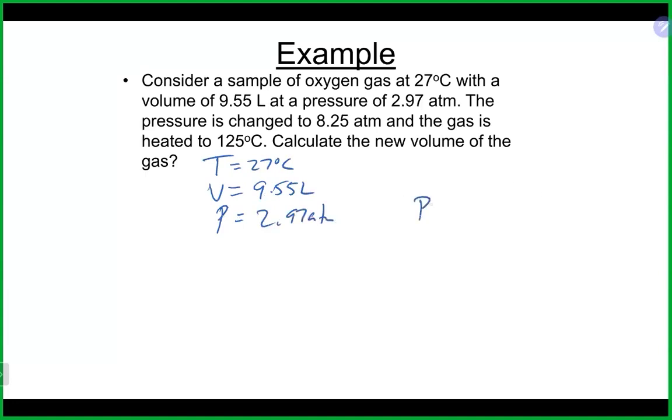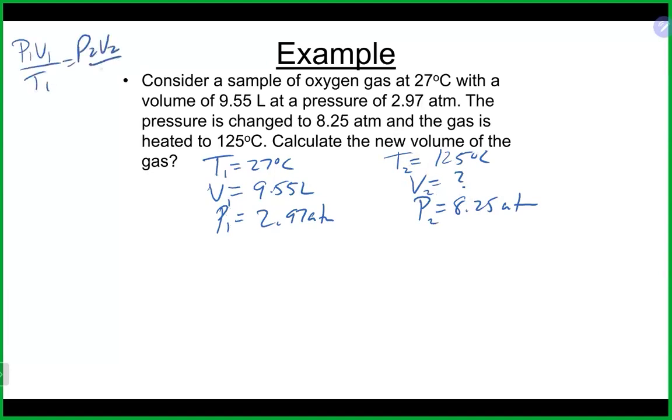We have another pressure that is 8.25 atmospheres and a temperature of 125 degrees Celsius, and we're looking for a volume. So in this case, you could hopefully see the combined gas law looking at you. We talked about this last time, just in order of how it's written in the problem. It's usually how we number these things, 1s and 2s. And again, that would give us P1 V1 over T1 is equal to P2 V2 over T2. In this particular case, we are looking for V2.